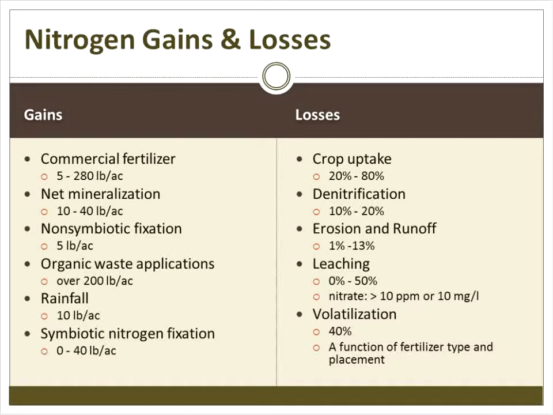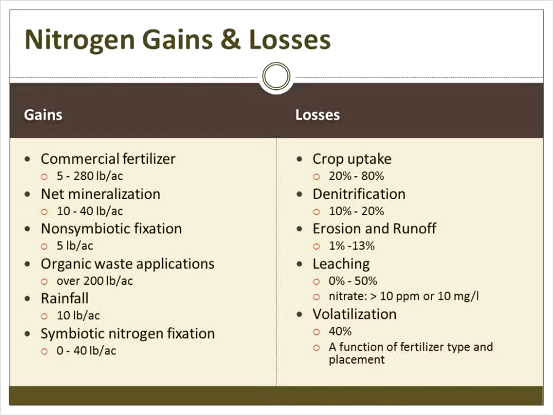And last but not least, symbiotic nitrogen fixation in North Carolina typically ranges from 0 to 40 pounds of nitrogen per acre. That would be for a peanut crop or a soybean crop. If you get into something like alfalfa, and we don't really grow much alfalfa in this state, but there are a few places we do, you can get as much as 120 or 150 pounds of nitrogen from that alfalfa crop. So those are the types of gains we're looking at.